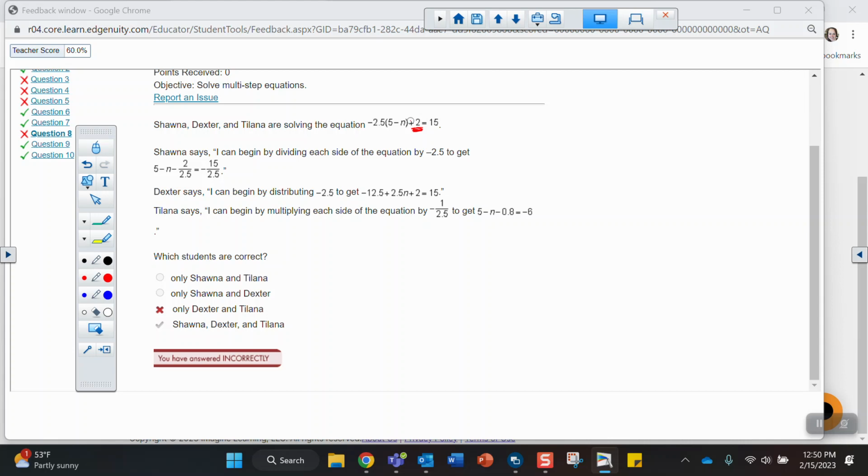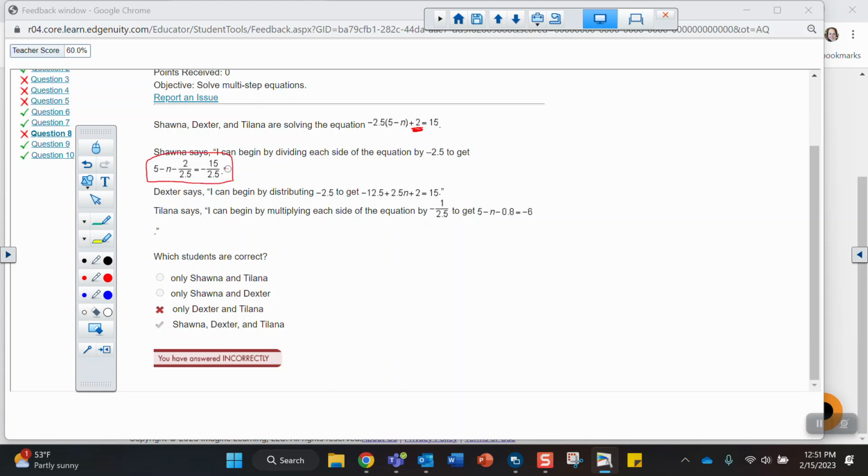Dexter says, so Shauna's definitely wrong. Any answer with Shauna in it cannot be there. Dexter says, I can distribute. Yep, we know that that's probably going to be our first step. What does Talana say? I can multiply each side of the equation by this. No, wait, Shauna is right. Look what she, oh, wow, this is cool.